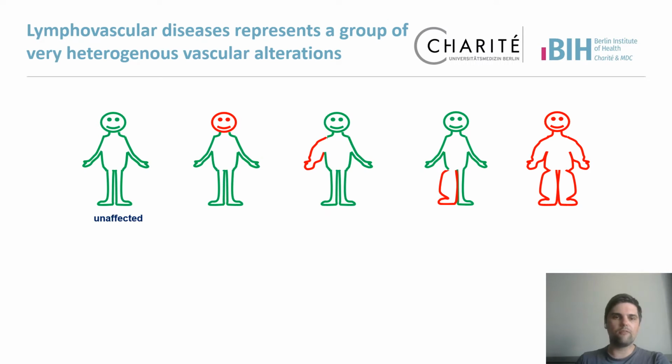If we talk about the vasculature, especially in the context of lymphovascular diseases such as lymphatic malformations, GLA or GSD, we have to keep in mind this term represents a very heterogeneous group of vascular alterations affecting various parts of the body, for example the head, the upper or lower limbs, organs, or even the entire body.